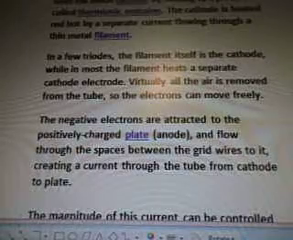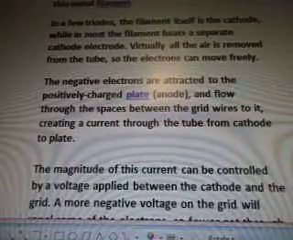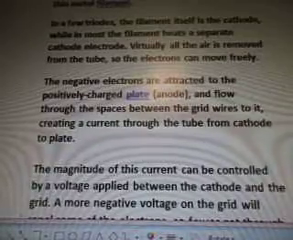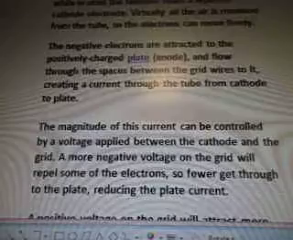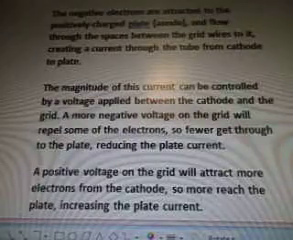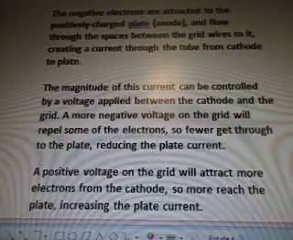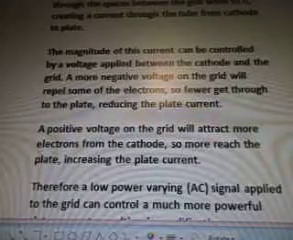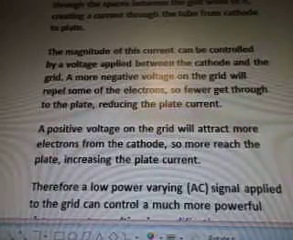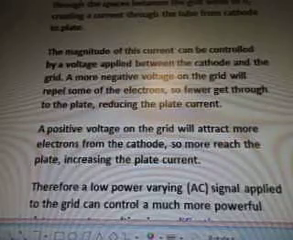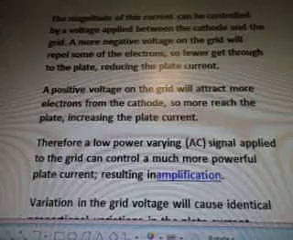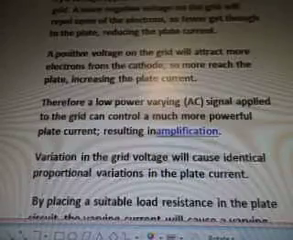The negative electrons are attracted to the positively charged plate, anode, and flow through the space between the grid wires to it, creating a current through the tube from cathode to plate. The magnitude of this current can be controlled by a voltage applied between the cathode and the grid. A more negative voltage on the grid will repel some of the electrons, so fewer get through to the plate, reducing the plate current. A positive voltage on the grid will attract more electrons from the cathode, so more reach the plate, increasing the plate current.